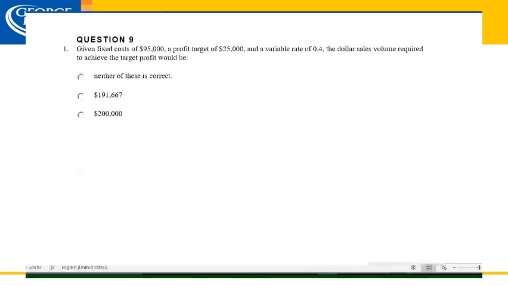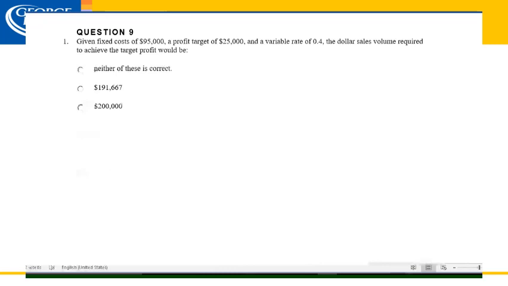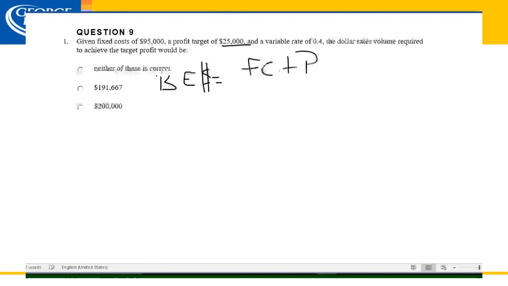Oh, that's a good one. Question number 9. Given fixed costs of $95,000, a target profit of $25,000, a variable rate of 0.4 or 40%, what is the dollar sales volume required to achieve our target amount of profit, which in this case is $25,000? Okay, so let's look at our break-even formula. So our break-even for a desired amount of profit is our fixed costs plus the desired amount of profit divided by our contribution rate.